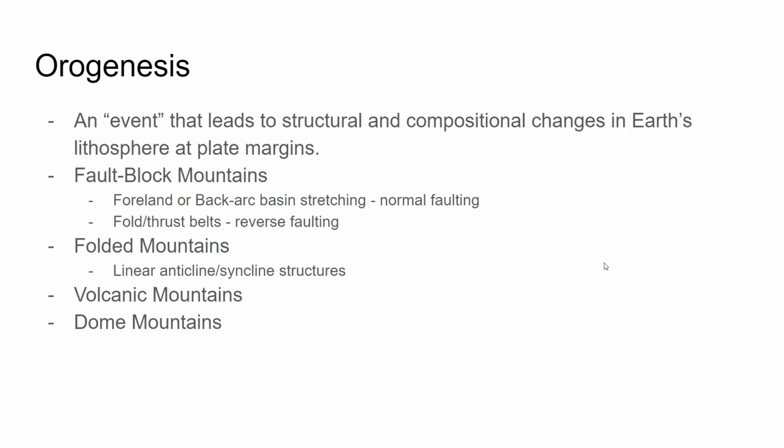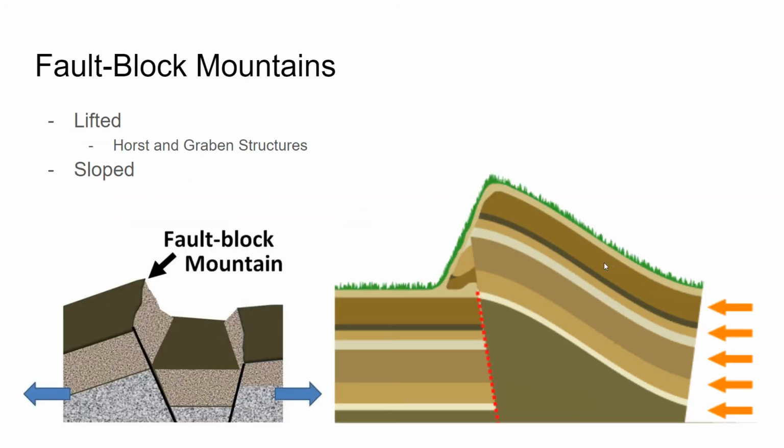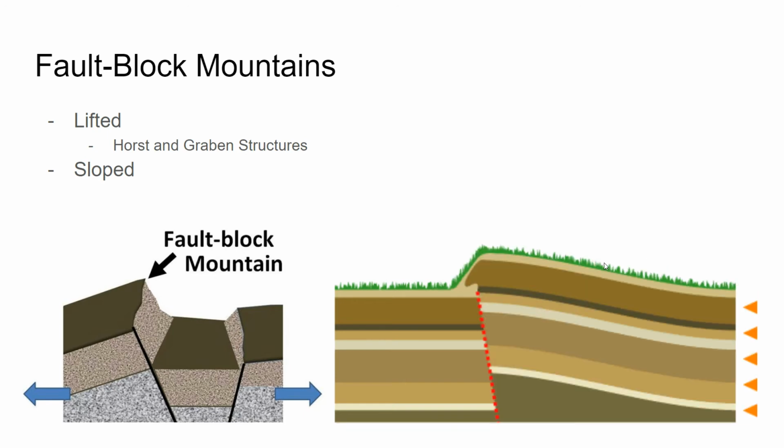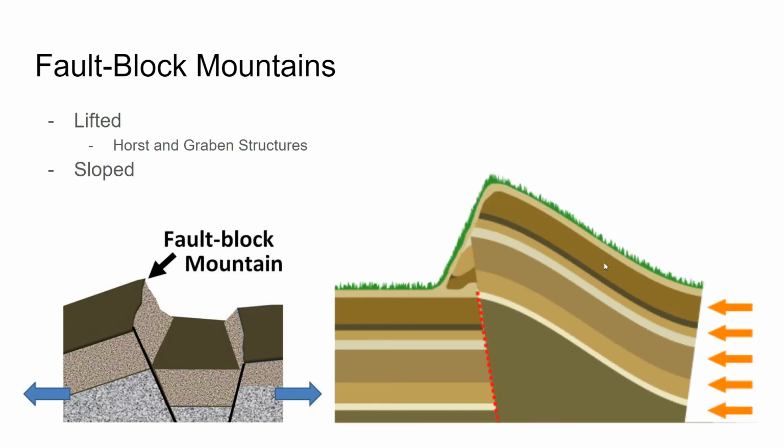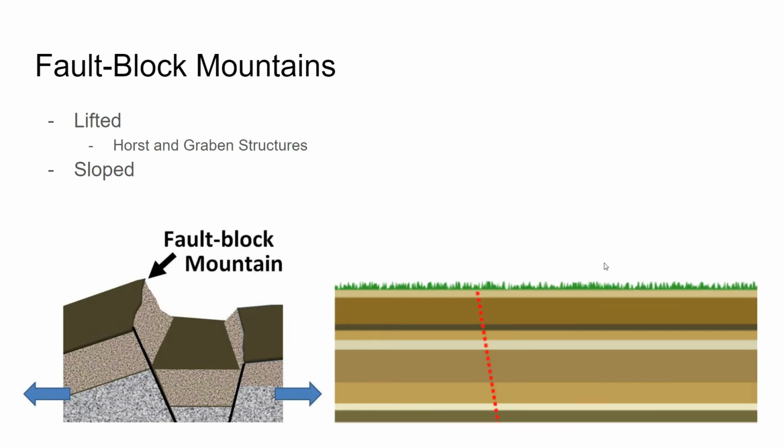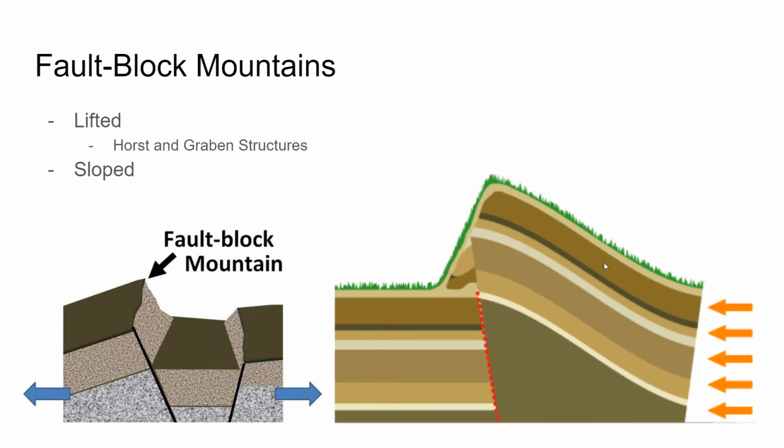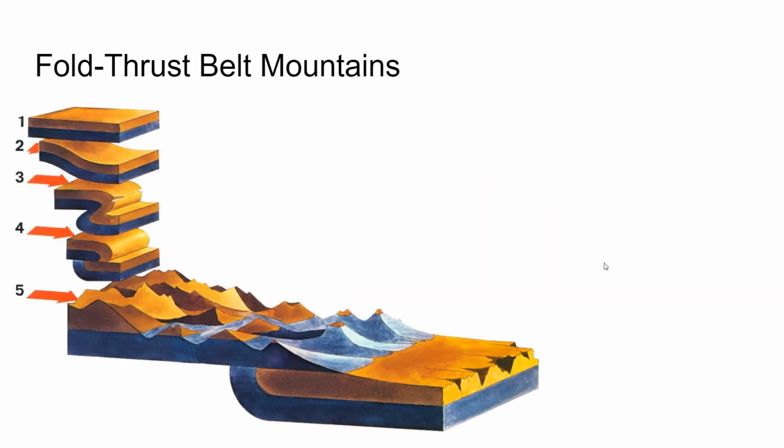We live in a region of folded mountains here in the Appalachians, but there are plenty of examples of fault block mountains if you go out west, the Grand Tetons and so forth. Dome mountains, like the Black Hills and so forth. Volcanic mountains are pretty self-explanatory. This is how fault block mountains are created. You get one piece that's thrust up above the other side, and if that happens enough, you create mountains. And then, of course, fold-thrust belt mountains are a combination of folds and thrusts, and you end up with a pretty complicated situation here.